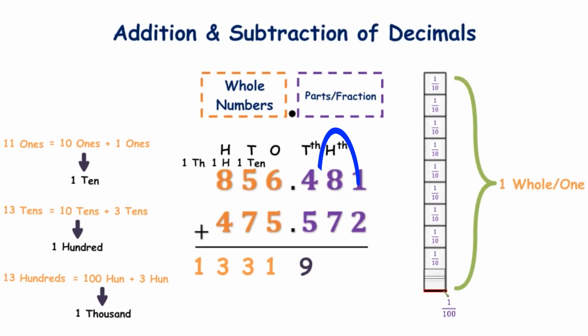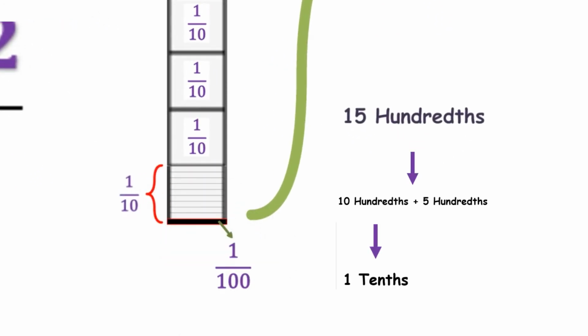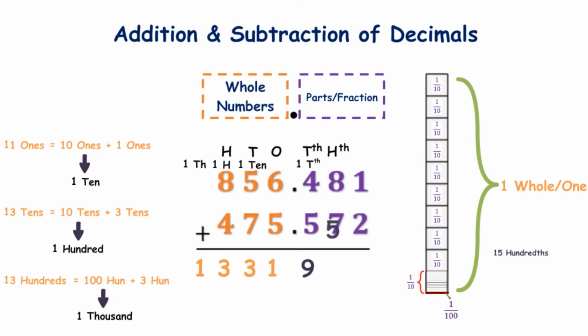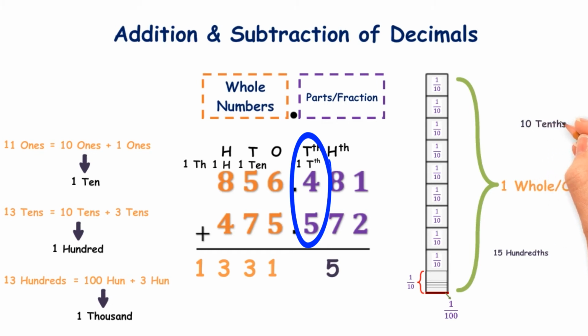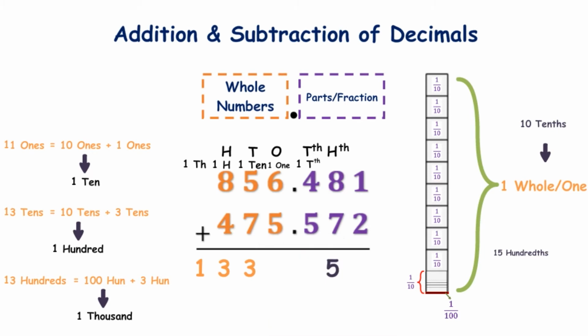Now 8 hundredths plus 7 hundredths equals 15 hundredths. As we have seen, 10 hundredths equals 1/10. 1/10 will be shifted to the next column. Here I will write 5 hundredths. Now 1/10 plus 4/10 plus 5/10 equals 10/10. As I have told you, 10/10 equals 1 whole or 1 one. 1 one will be shifted to the next column. So here I will write 2 ones. In this column there isn't any 1/10, so here I will write 0 or 0/10.